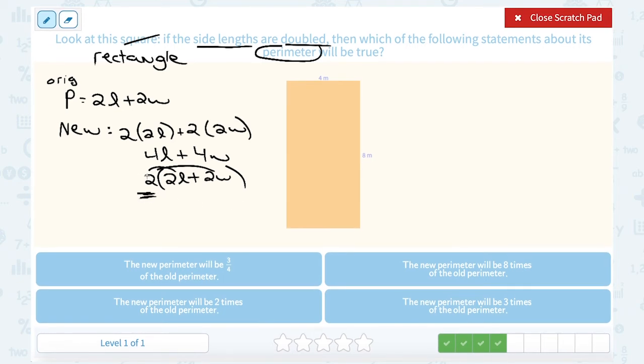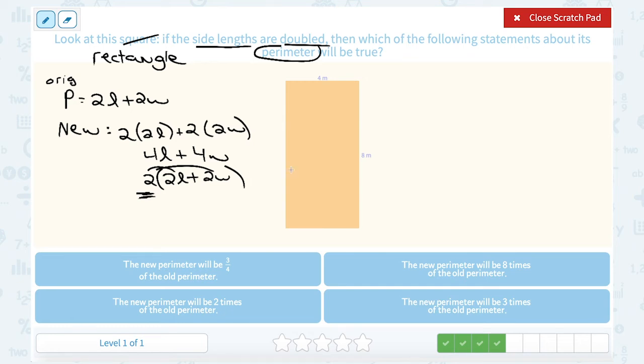Now, this one's a little bit confusing when we look at it that way with our formula. So let's just look at our numbers and confirm that. If that was a little bit like, what are you doing there? Then just think about your numbers. For my original perimeter, I'm going to say perimeter original, just to keep track of this.